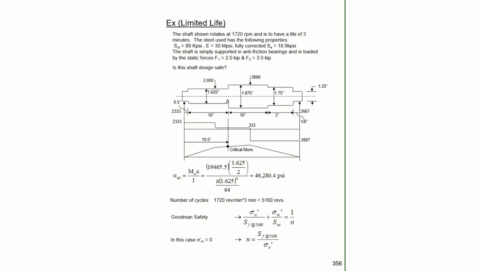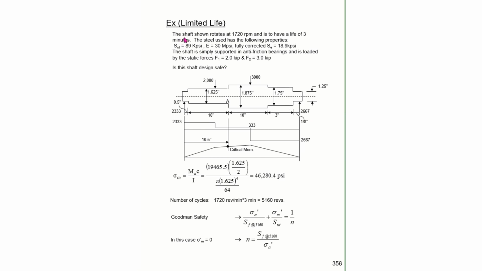This next example introduces what we do when we solve a finite life problem using the Goodman equation. So if we have alternating and mean stress components, we'll see what we can do to solve that problem in this example.